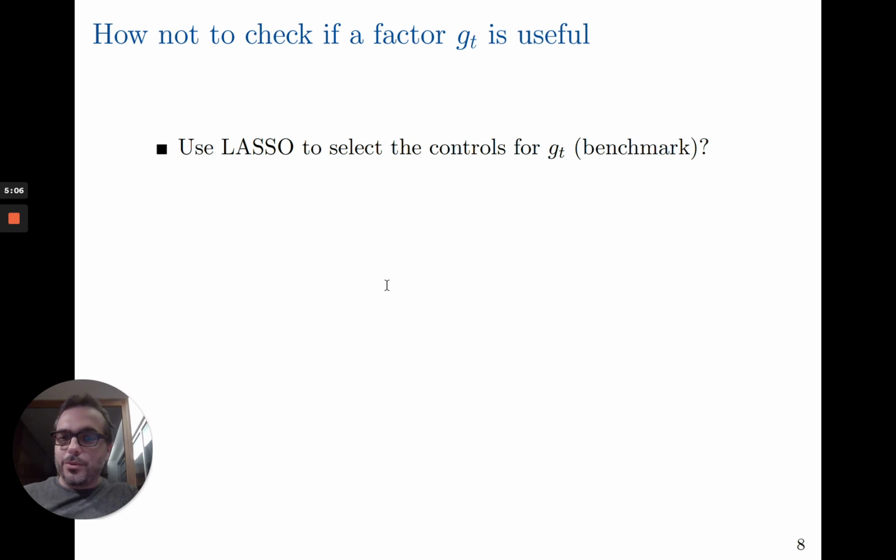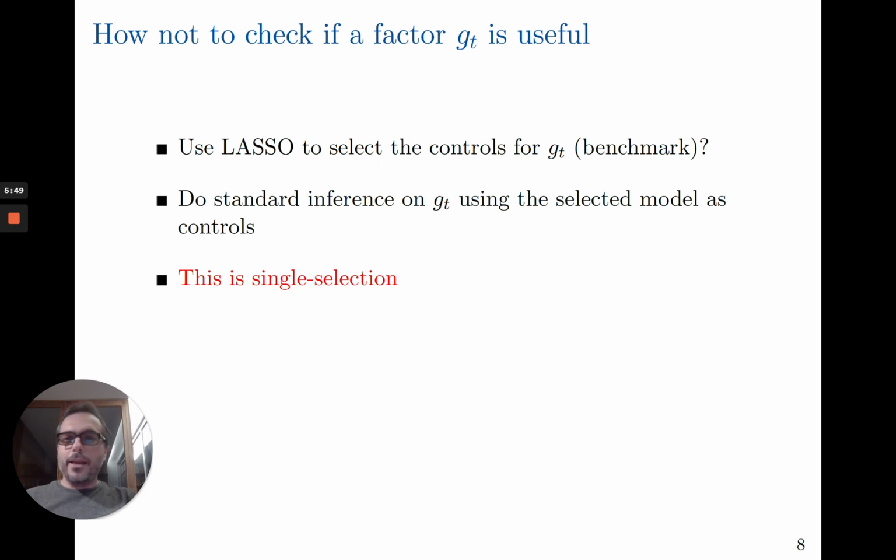So how are we going to use Lasso to select the controls, like the benchmark, when we are testing for an additional factor? The idea is similar to what we had before. We have returns, and we want to test if a given factor G is significant. But we want to have a set of covariates here, plus an error, and we want to select this set of controls when we are testing if this additional factor is relevant or not.